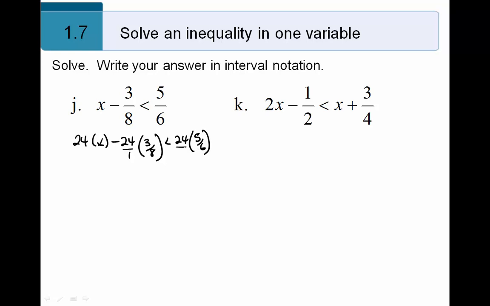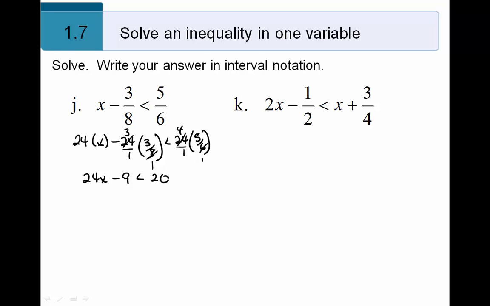Simplifying, 24 times x is 24x. Cross-canceling in the first multiplication, 8 goes into 8 one time, into 24 3 times. Negative 3 times 3 is negative 9. 6 goes into 6 one time, into 24 4 times. 4 times 5 is 20.